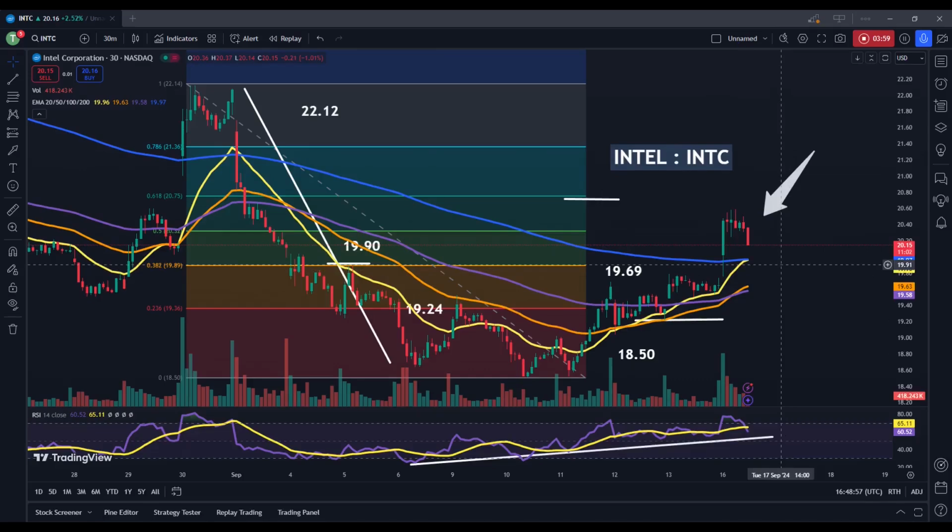Of course, we haven't really seen that yet. What we're seeing at the moment is a bit of a rollover here after share prices spiked higher, and this was based on fundamental news suggesting that Intel was going to be receiving more government money from the U.S.